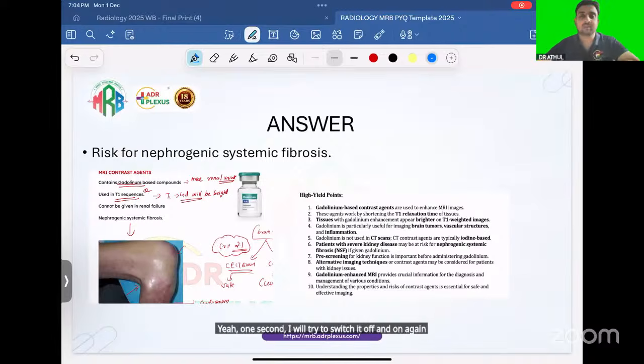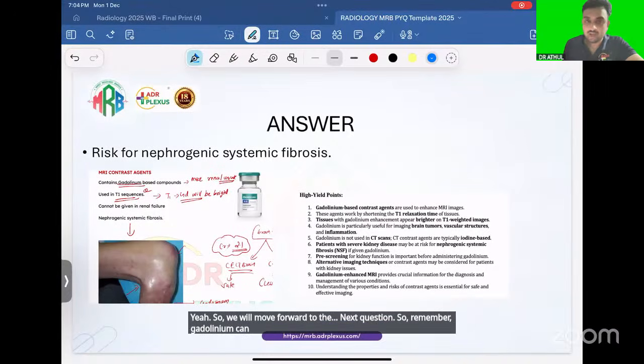Yeah. So we will move forward to the next question. So remember, gadolinium can cause nephrogenic systemic fibrosis.